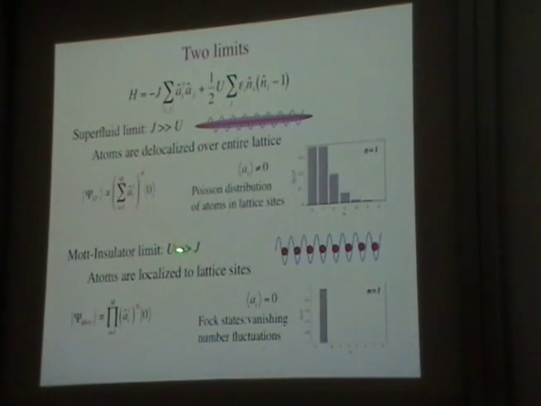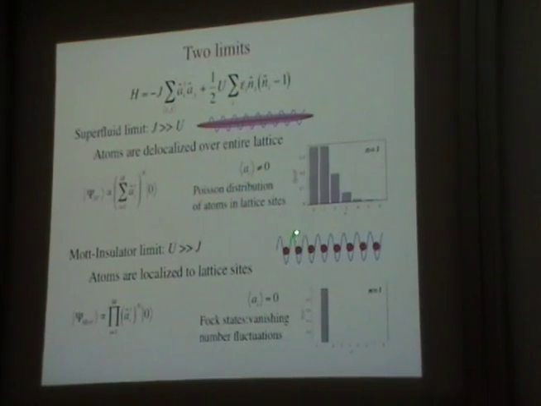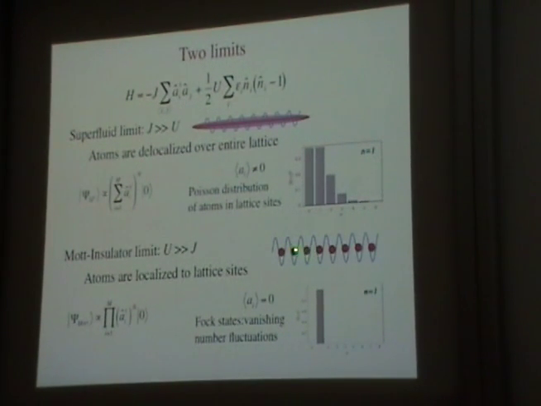On the other hand, you can go to the other regime where the interactions between the atoms are very strong. Because the interactions are strong, it suppresses more than one atom from wanting to be in one well. Because if I hop over here, it costs a lot of energy for me to sit on top of this other atom. So as a result, it tries to force the atoms to be distributed evenly, the number of atoms in any particular well to be evenly distributed.